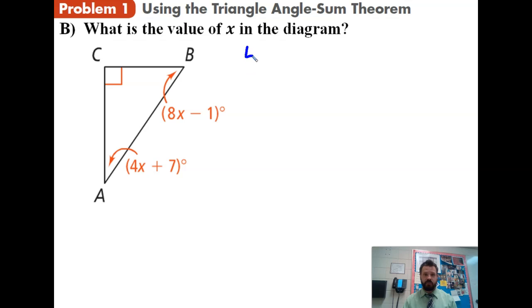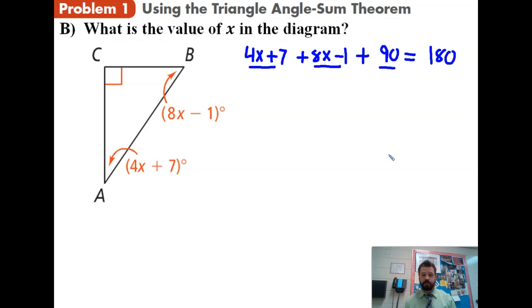We can say 4x plus 7, plus 8x minus 1, plus the third angle, which we don't have an expression for here, but this box tells me it's 90, and set that all equal to 180. Okay, again, we know all 3 angles of a triangle always add to 180, so I can take those 3 pieces, add them together, and set them equal to 180. That gives us an equation to solve.